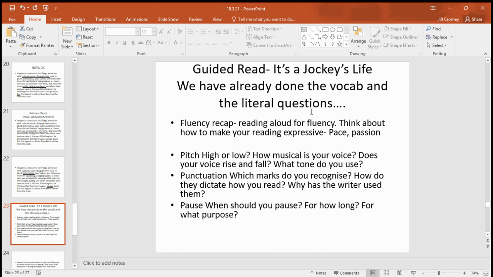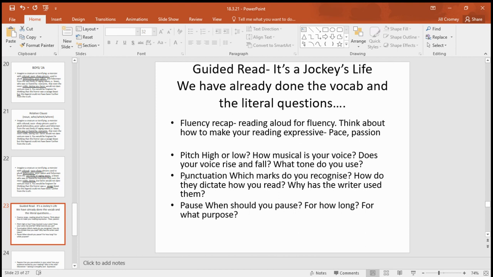So what I'd like you to do today is just do a quick fluency recap. Thinking about reading aloud for fluency. How can you make your reading expressive? Now we know to do that we need to include those 6 P's. I'm just going to recap what those 6 P's are. So the first one is about your pitch. Should you read it high or low? Are you making your voice musical? Does your voice rise and fall? What tone do you use? Punctuation is your second P.